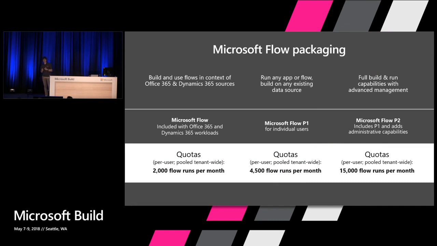First, how is Microsoft Flow available? You can get it as part of your Office 365 or Dynamics 365 subscriptions. We include, for example, 2,000 runs per month with Office 365. Second, if you don't currently have Office 365 or Dynamics 365, you can purchase Flow P1 for $5 a month or Flow P2 for $15 a month, and they come with additional runs and additional features as well.